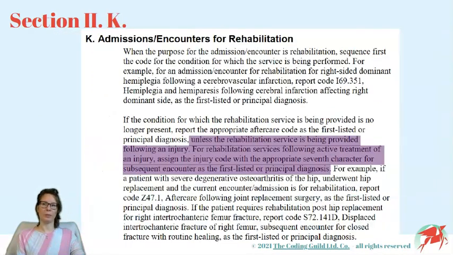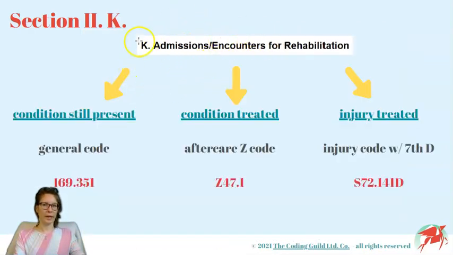And last but not least, Guideline K helps us with admissions and encounters for rehabilitation. Frankly speaking, there is not much to add to this guideline because everything is so well laid out within. The only thing I would like to highlight here is this section reminding us that aftercare for injuries is coded using the injury code with 7th character D and not an aftercare Z code. In short, Guideline K can be broken down like so.